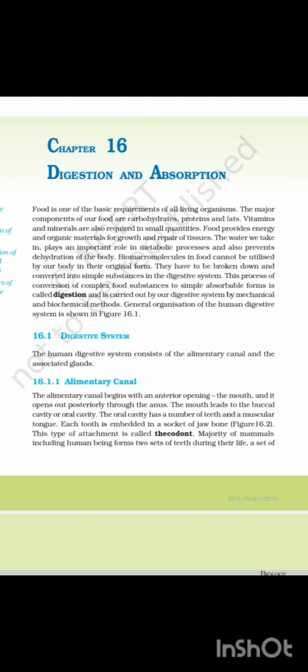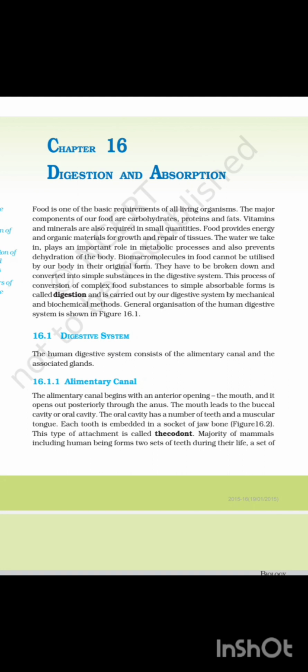The water we take in plays an important role in metabolic processes and also prevents dehydration of the body. Biomacromolecules in food cannot be utilized by our body in their original form. They have to be broken down and converted into simple substances in the digestive system. This process of conversion of complex food substances to simple absorbable forms is called digestion and is carried out by our digestive system by mechanical and biochemical methods.